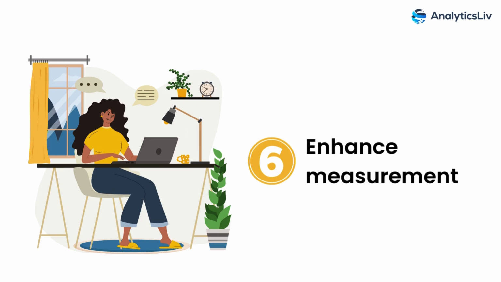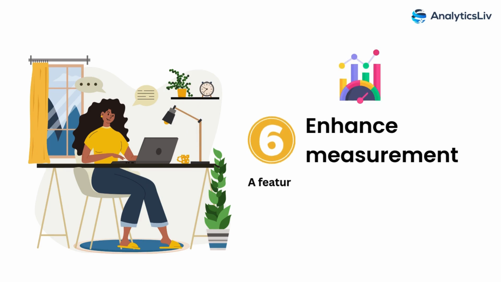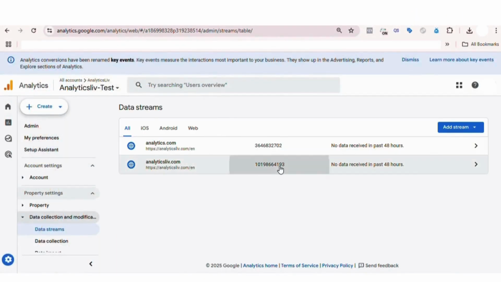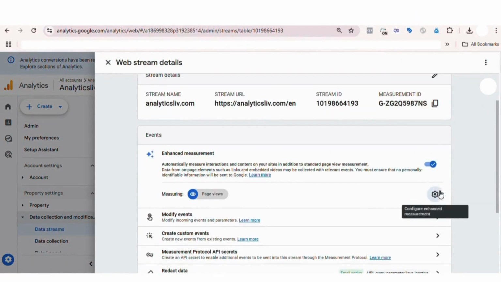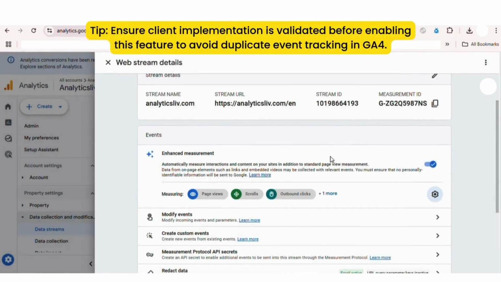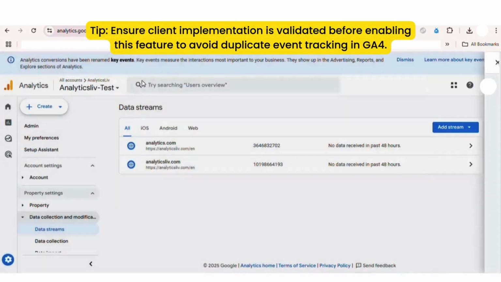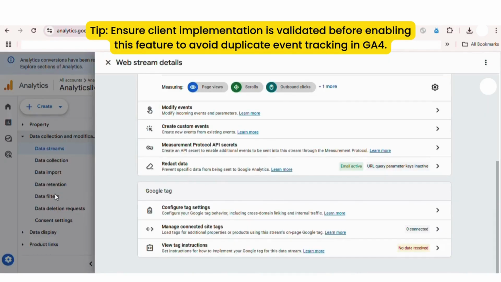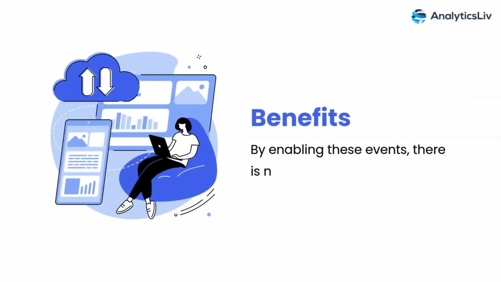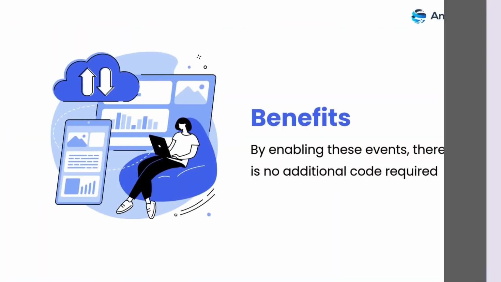Number 6. Enhanced measurement. A feature that simplifies tracking by automatically capturing essential events like file downloads, site searches, outbound link clicks, etc. Data Stream, Enhanced measurement. Turn on the automatic events that you want to track for your GA4 account. Tip: ensure client implementation is validated before enabling this feature to avoid duplicate event tracking in GA4. By enabling these events, there is no additional code required.